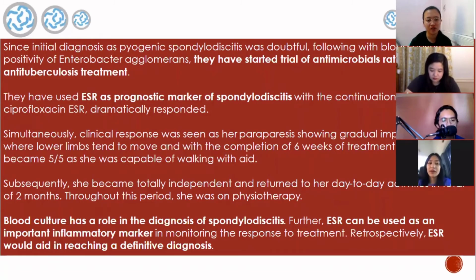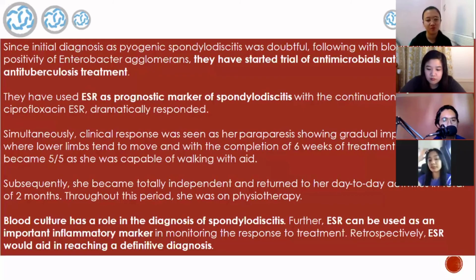Blood culture has a role in the diagnosis of spondylodiscitis. Further, ESR can be used as an important inflammatory marker in monitoring the response to treatment. Retrospectively, ESR would aid in reaching a definitive diagnosis. So, as you can see, the lady had a clinical response. She showed gradual improvement in paraparesis, and she went back to normal after 6 weeks of treatment.